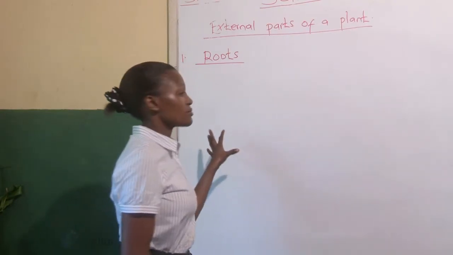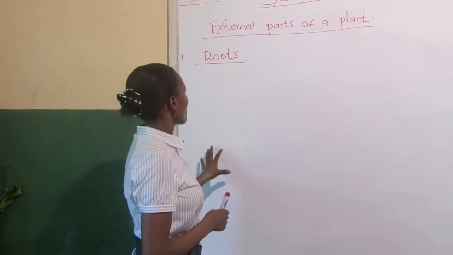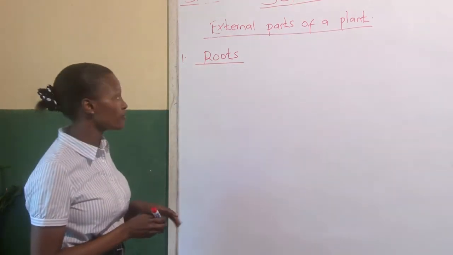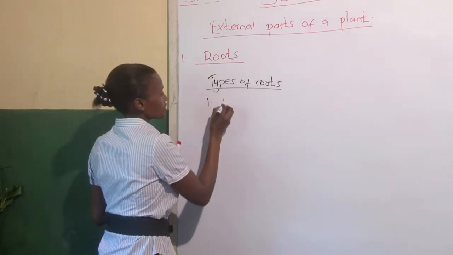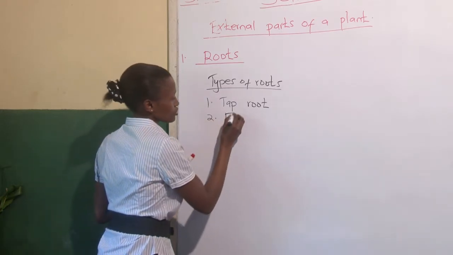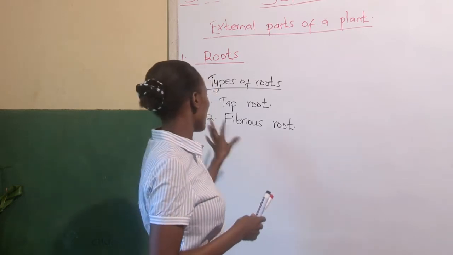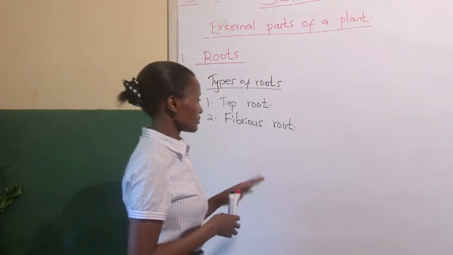Okay, we are going to start by looking at the roots. First, we are going to look at the types of roots. We simply have two types of roots. First, we have the taproot. Second, we have the fibrous root. These are the two main types of roots that we have, the taproot and the fibrous roots.